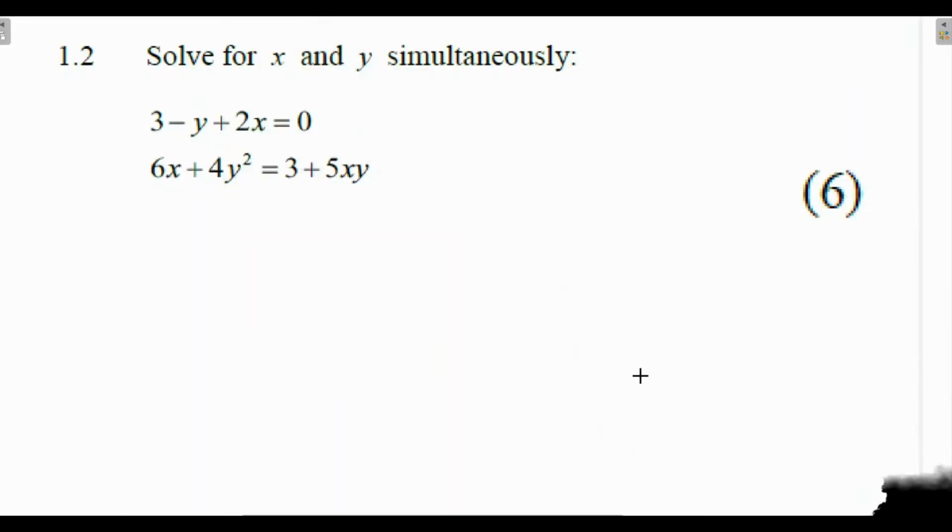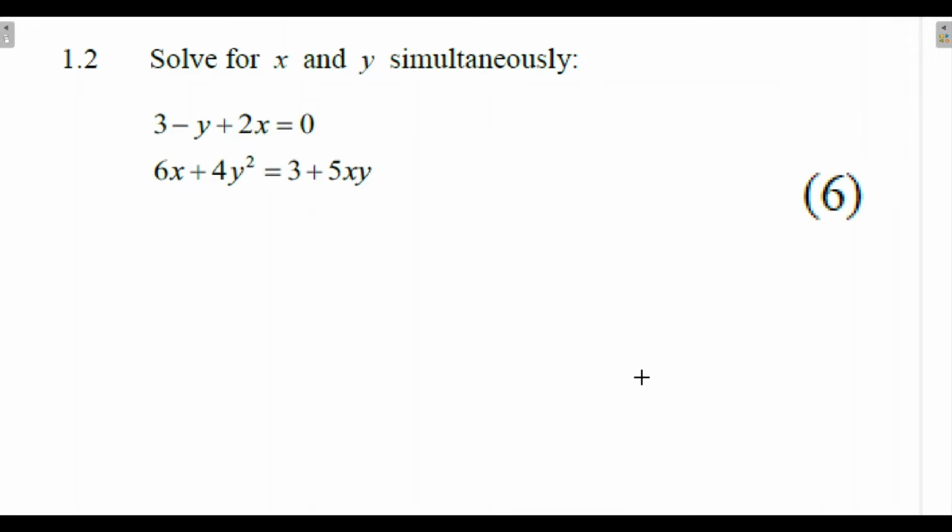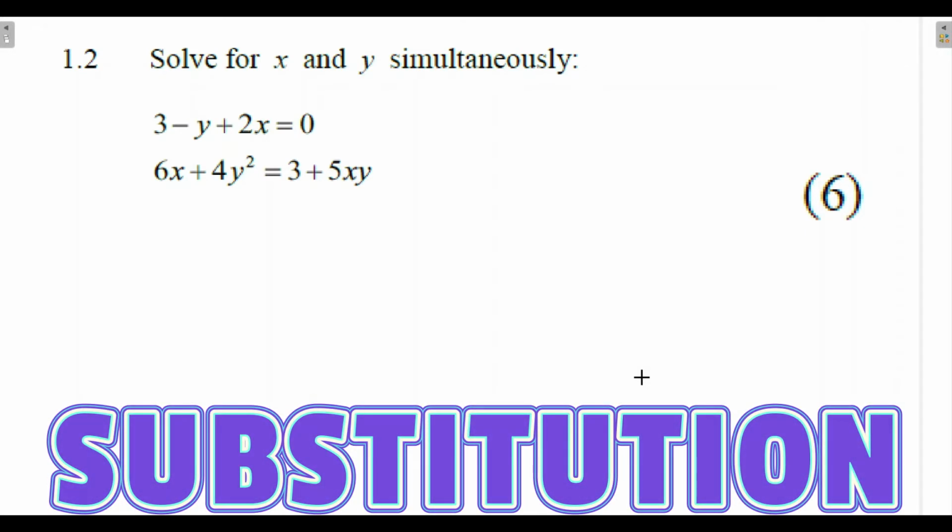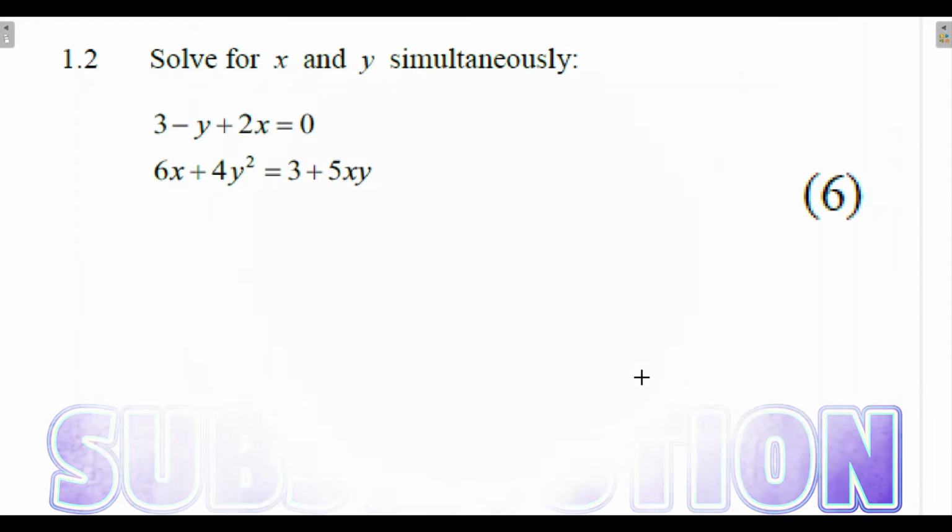Question 1.2: solve for x and y simultaneously. We're given two equations: 3 minus y plus 2x is equal to 0, and 6x plus 4y squared is equal to 3 plus 5xy. We have to solve these two equations simultaneously to find the value of x and the value of y, using the process of substitution. I'm going to take you through the steps that you need to follow.